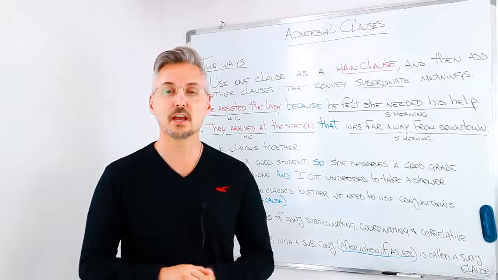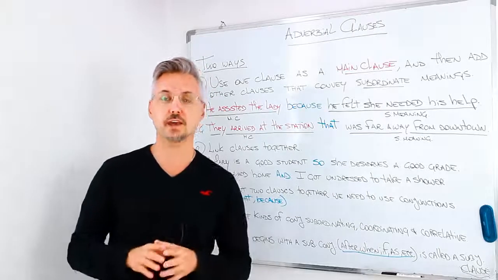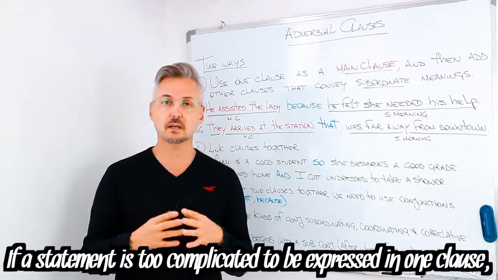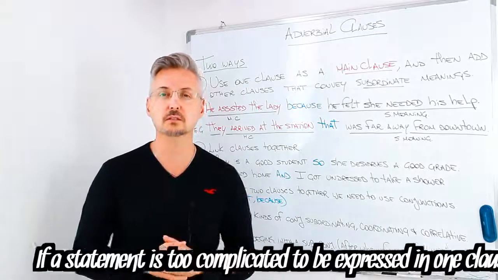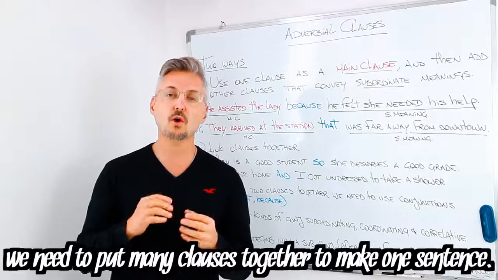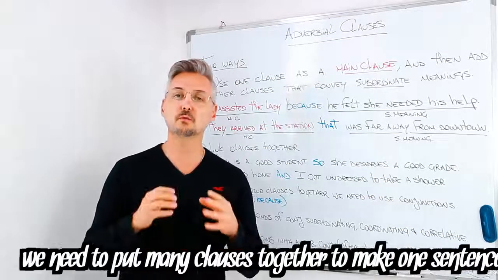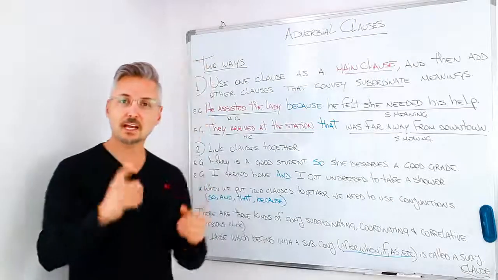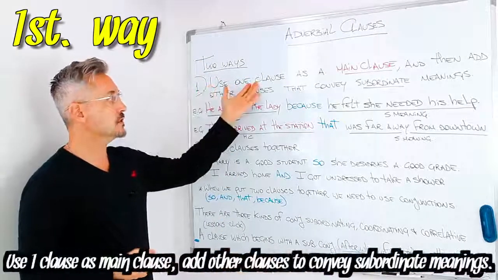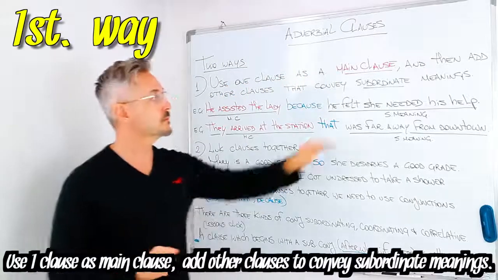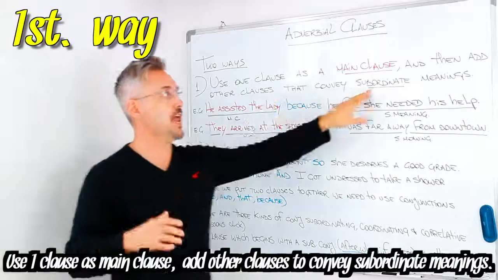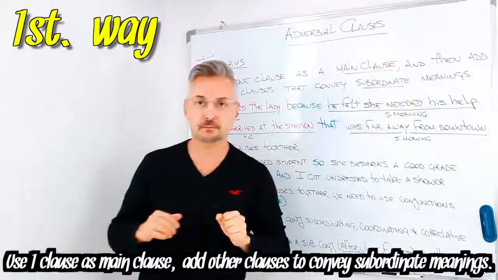Thanks for asking. I have a very interesting lesson today. If a statement is too complicated to be expressed in one clause, we need to put many clauses together to make one sentence. There are two ways in which we can do this. Let's take a look at the first way. We use one clause as a main clause and then add other clauses to convey subordinate meanings.